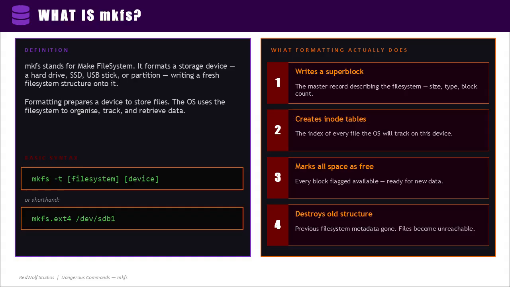When you format a drive, four things happen in sequence. First, it writes a superblock, the master record describing the file system: size, type, block count. Second, it creates tables, the index tables the OS will use to track every file on the system. Third, it marks all space free, making it ready to be written to.